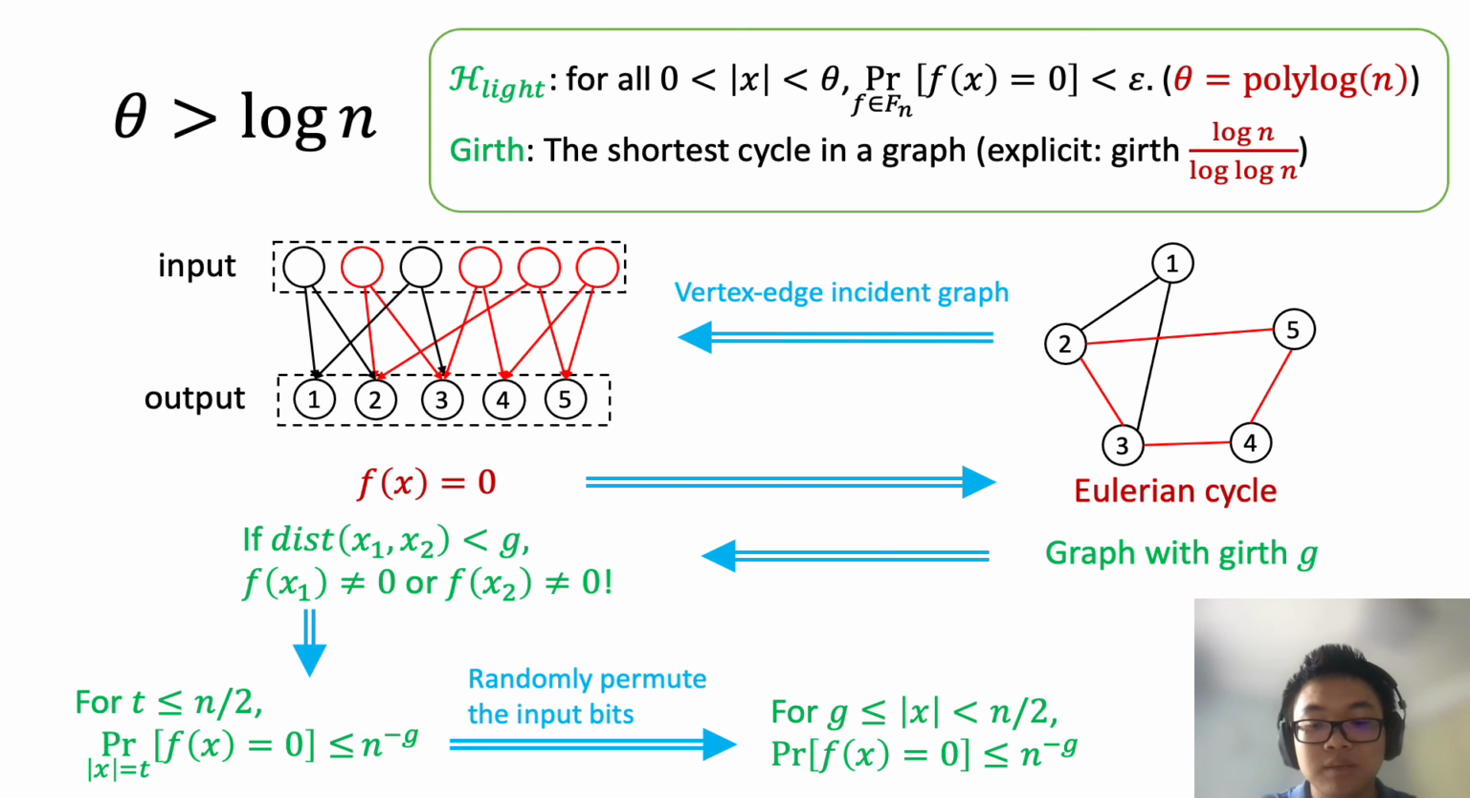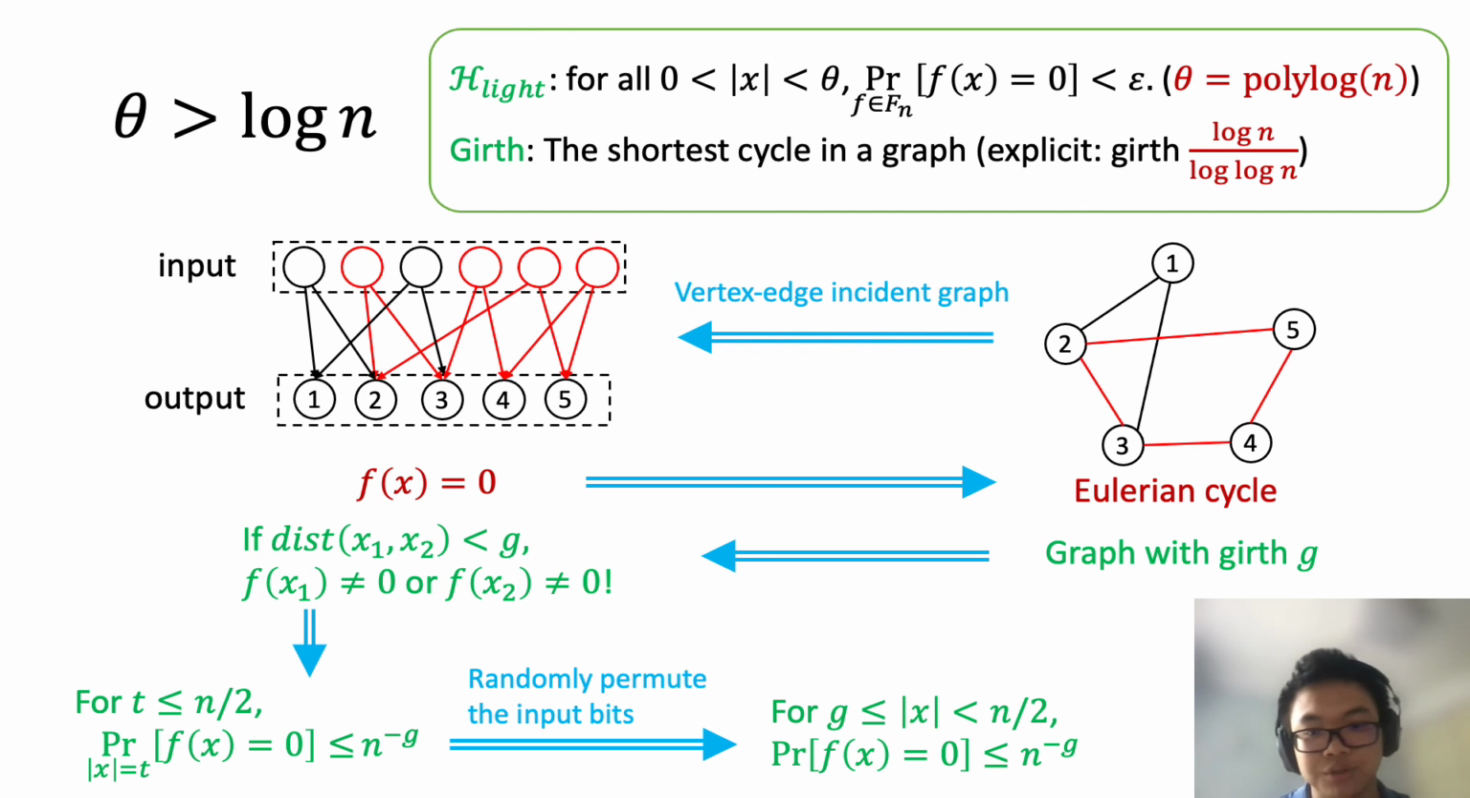Now we randomly permute the input bits. Then any such x is permuted to a random string with the same Hamming weight. So the probability that f(x) is equal to 0 becomes very small. And this is exactly what we want for h-light. This is the construction of this part in FL1.